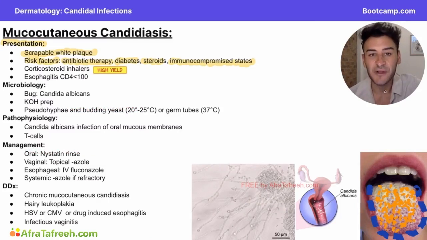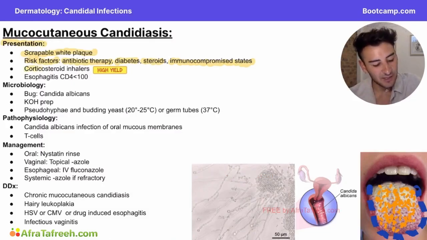I want to further emphasize that when it comes to immunocompromised states, the area that really tends to be tested on test day is going to be the esophagus. And there are two high yield sticking points here for esophageal candidiasis because esophageal candidiasis is really not normal. It's going to be only something we get in immunocompromised states.